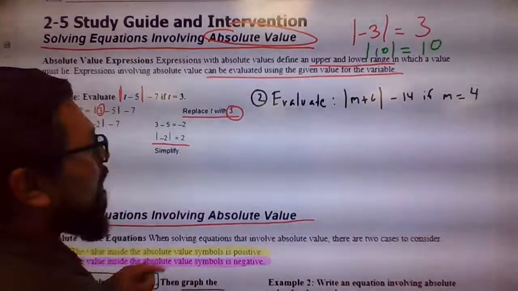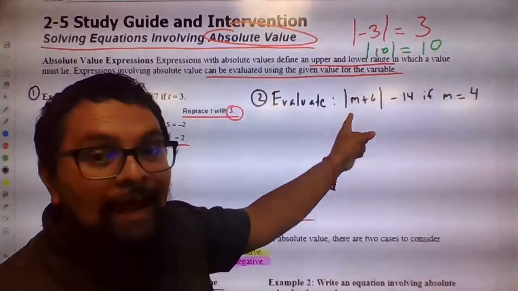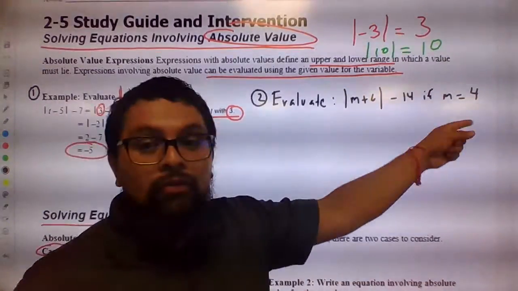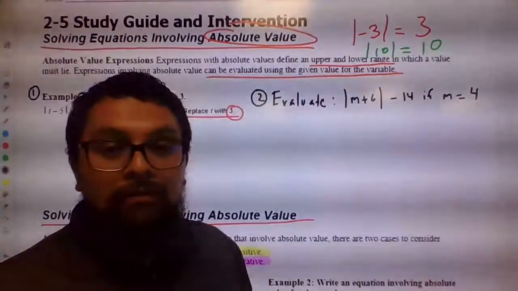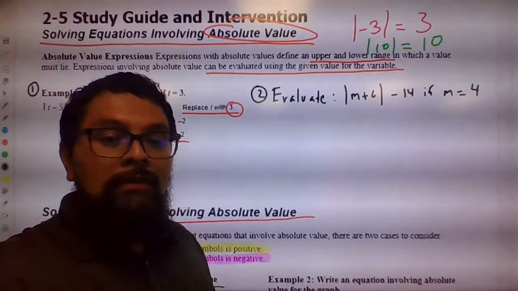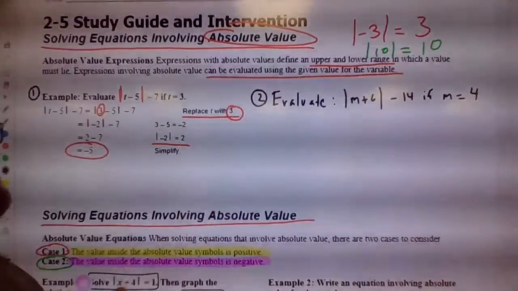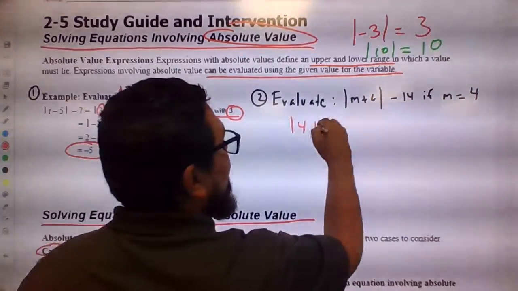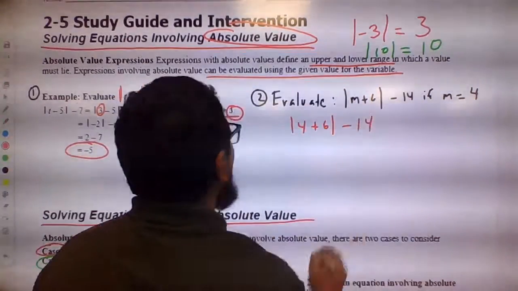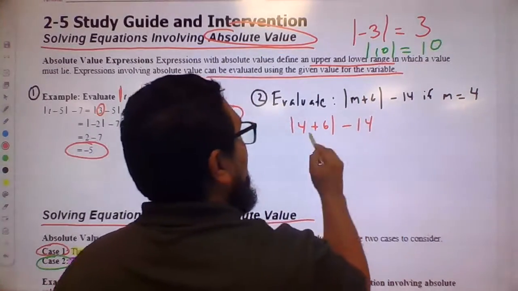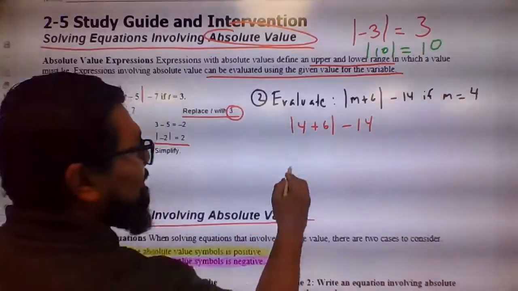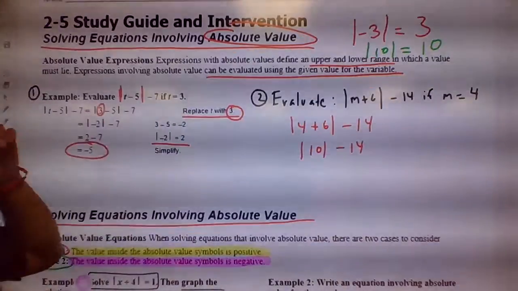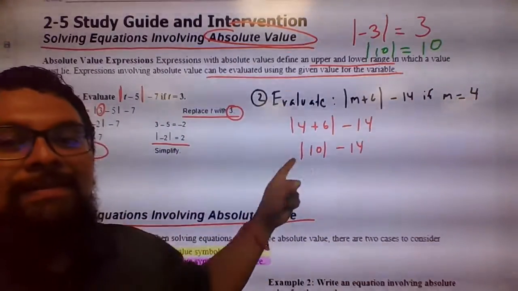Okay, number 2, evaluate the absolute value of m plus 6 minus 14 if m equals 4. Okay, so you've got to evaluate that. Okay, so let's go ahead and do it. So we have to replace m with 4. So the absolute value, and then m is 4 plus 6 minus 14. Okay, we replaced it. So here's m. It's right there now. Okay, now what's 4 plus 6? 4 plus 6 is 10. Okay, now what's the absolute value of 10? What's the distance of 10 from 0?